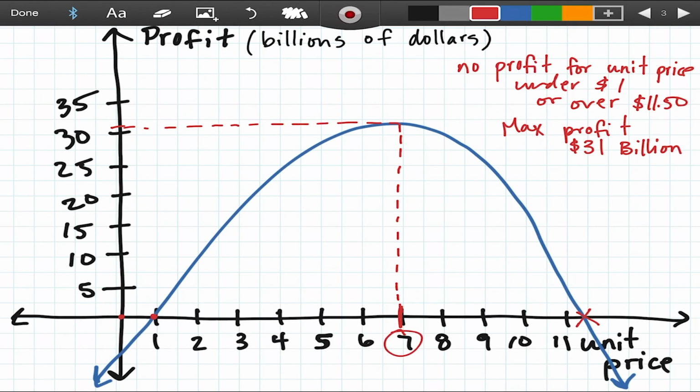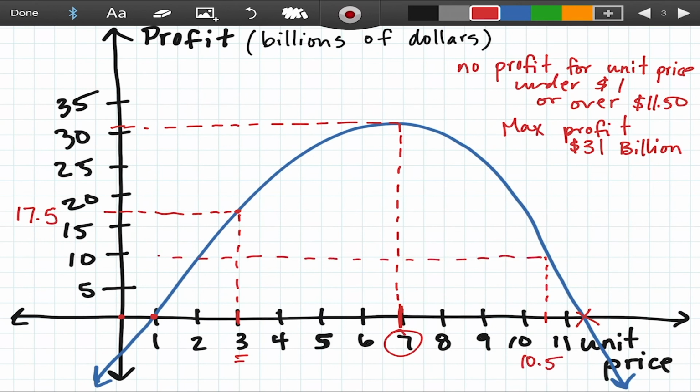All right. Let's say I only wanted to make, what is this, $17.5 billion? Well, then I would need to sell it at $3 a piece. Okay, and then over here, if I decided, you know what, I'm going to sell it for $10.5 a piece, this is how much money I would make. I would make $10 billion. All right, so that is kind of how parabolas can work for us in these types of scenarios, okay?